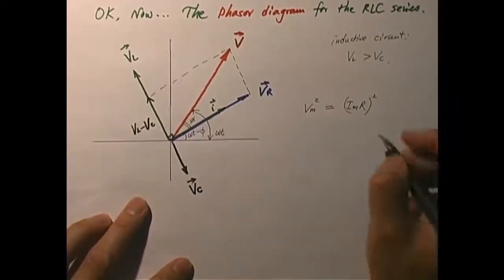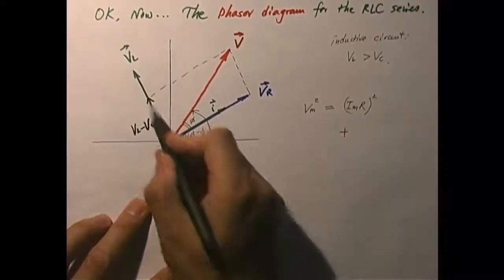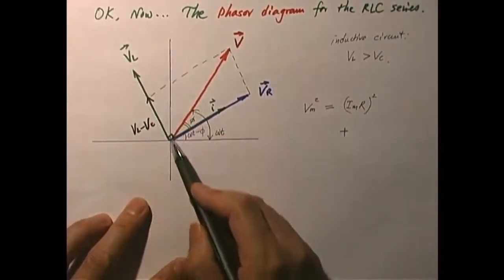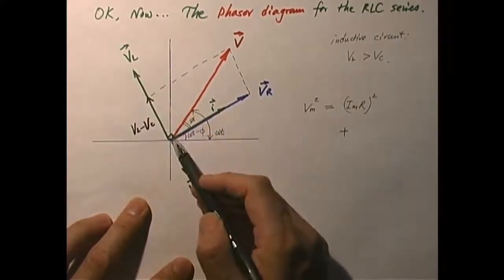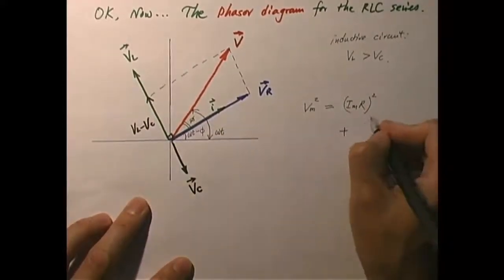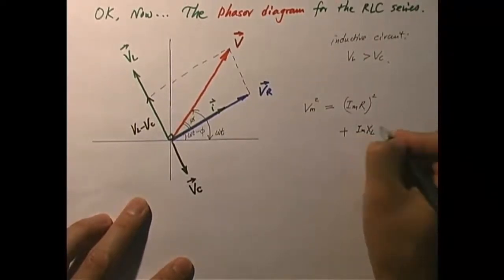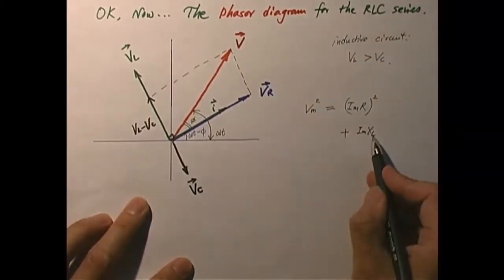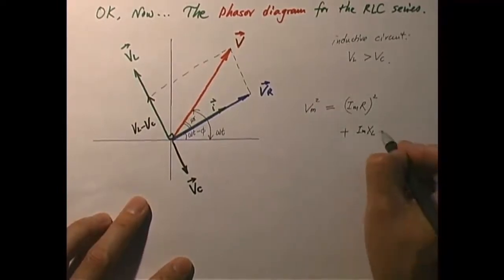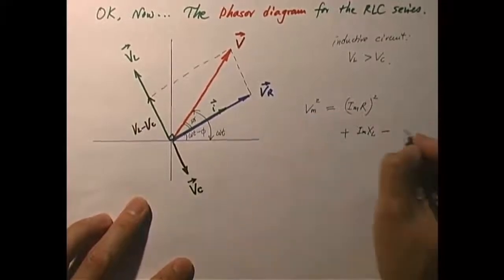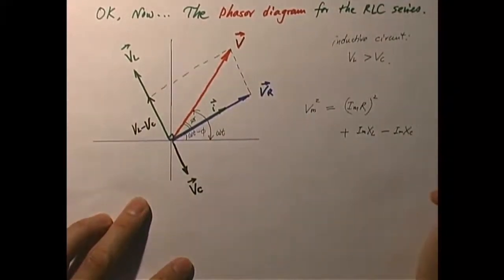Next I have to add that length squared: VL minus VC. VL is the amplitude of this vector. What is the amplitude of this vector? It is I maximum times XL. We know XL is omega times L. And then minus VC, the amplitude of that vector, which is I maximum times XC. XC, by the way, equals 1 over omega C.